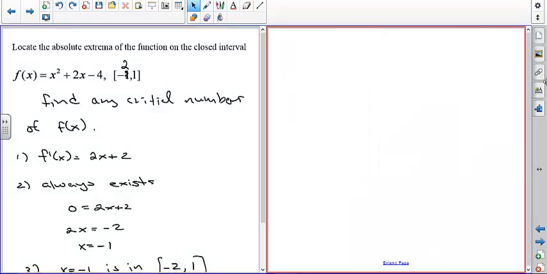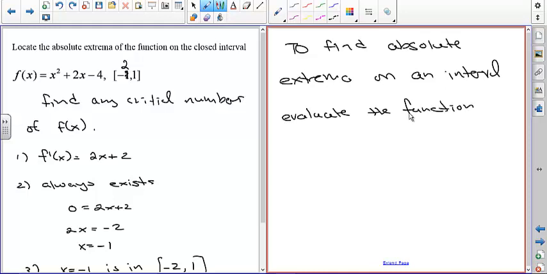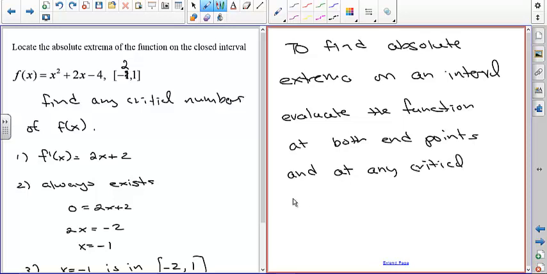So let's add a page. So we'll say, to find absolute extrema, meaning the biggest on the interval, to find absolute extrema on an interval, meaning a range of x values, evaluate the function at both endpoints of the interval and at any critical numbers within the interval.